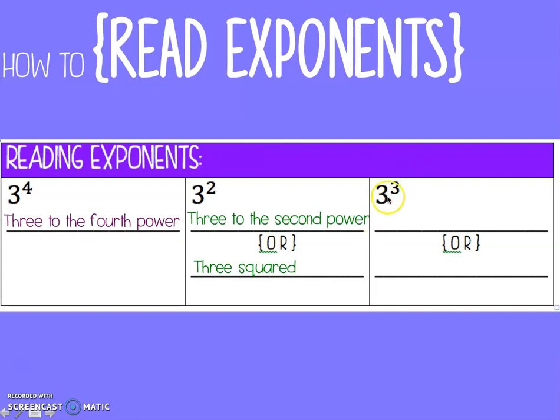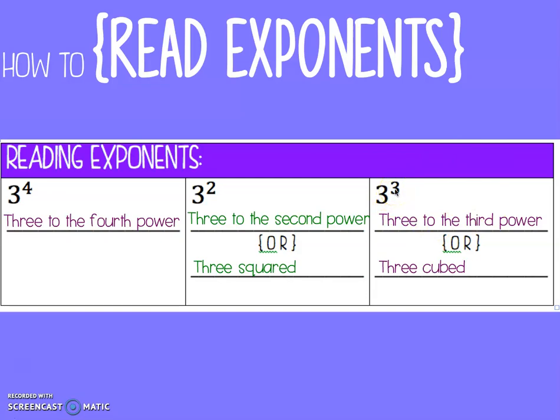Same thing goes for exponent 3. It can be read 2 different ways. The first one is the traditional way of 3 to the 3rd power. Write it down on your notes paper. Or the little 3 can mean cubed, 3 cubed. So regardless, the way we're going to read it is we're going to have the base first and then to the power of the exponent.